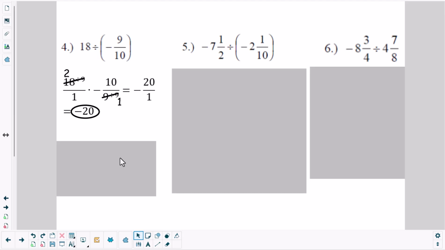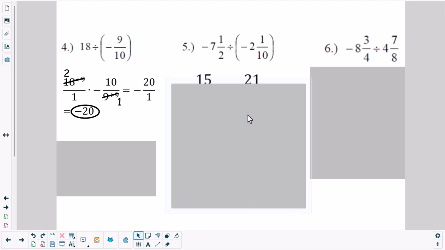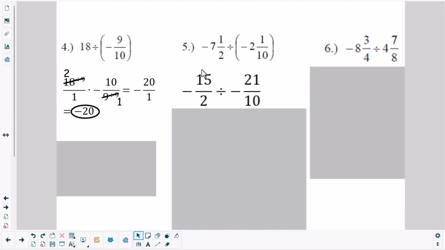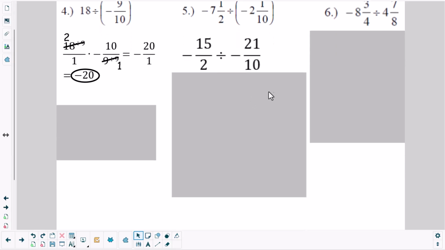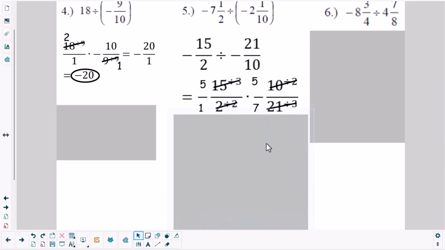Now, number 5, we've got some mixed numbers, so we need to make them into improper fractions first. -7 and 1/2 is -15/2. 2 times 7 is 14, plus 1 is 15. Keep that denominator the same. 2 and 1/10, 10 times 2 is 20, plus 1 is 21/10. Notice how I didn't do keep, change, flip yet. I'll do that in our next step. So we'll keep -15/2. We'll change division to multiplication, and 21/10 becomes 10/21.